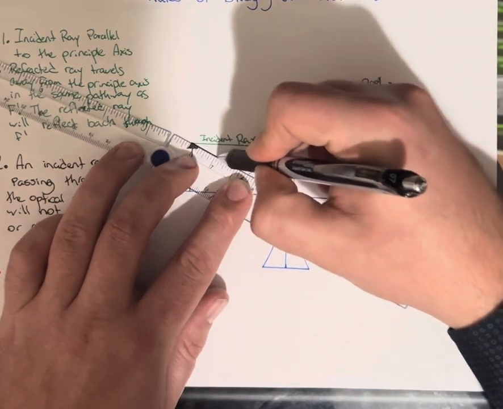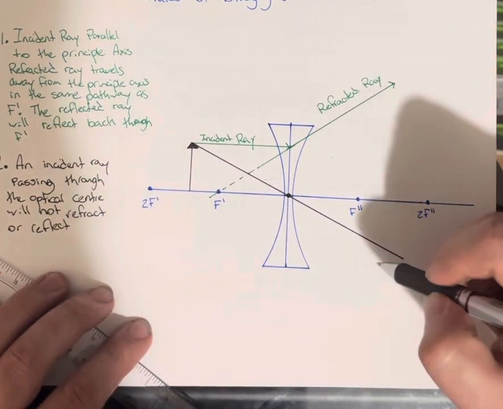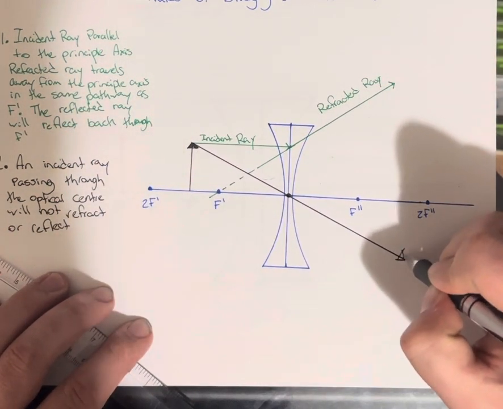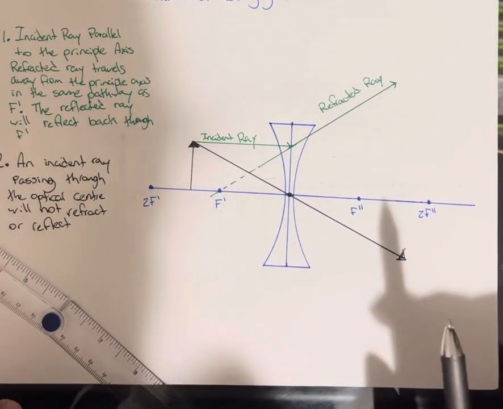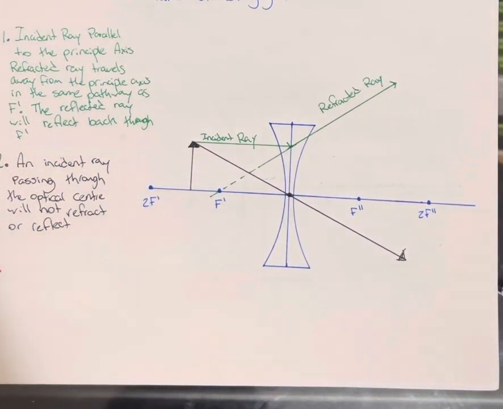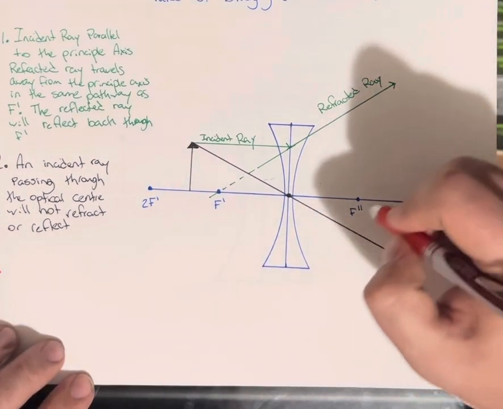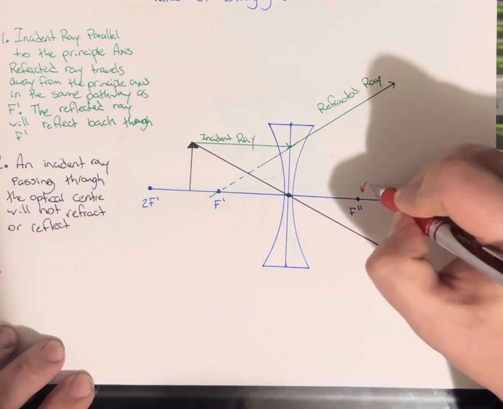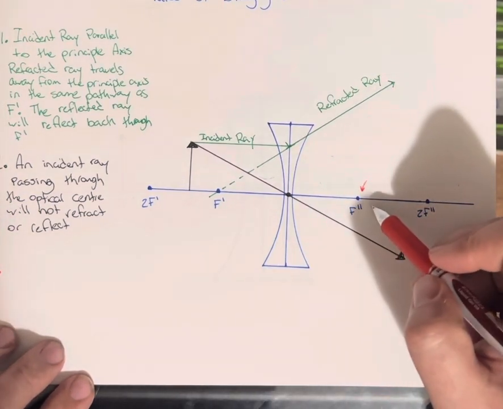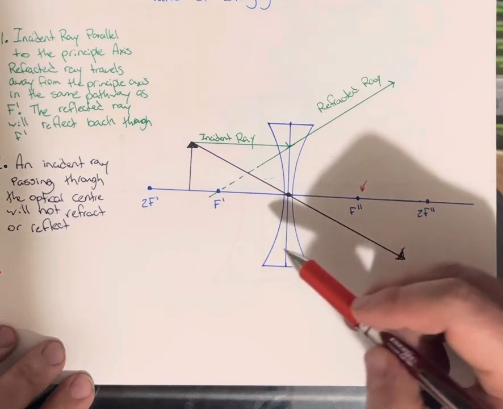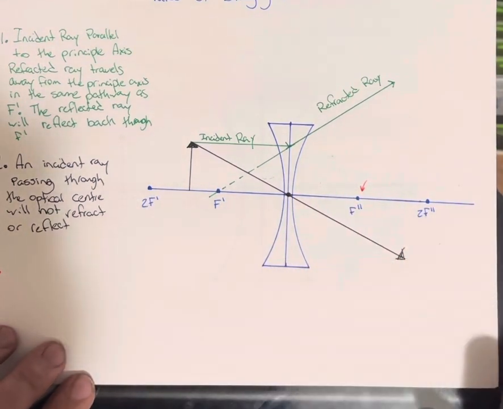So I'm just going to draw that incident ray, and that is just going to continue onwards. It is not refracting at all, and it is not reflecting. It is just continuing straight through. And then finally, our third rule is that if an incident ray is passing in the direction of F2 prime, or F prime prime, it is going to then reflect and refract along or parallel to the principal axis.